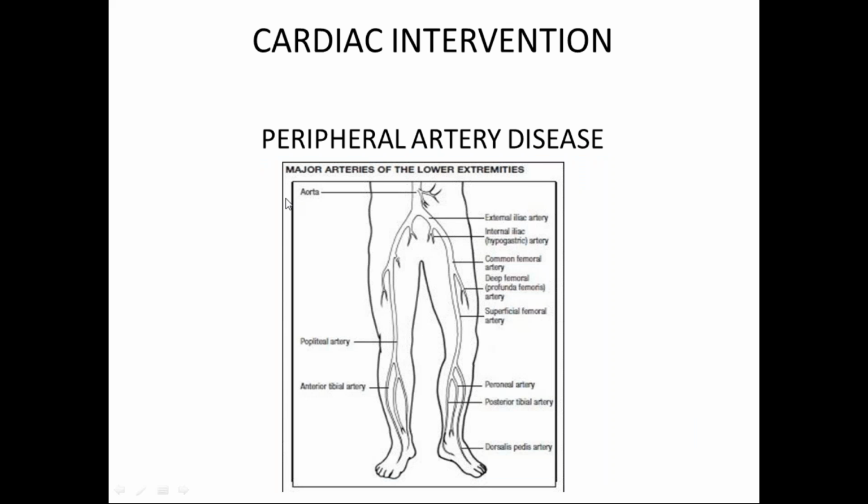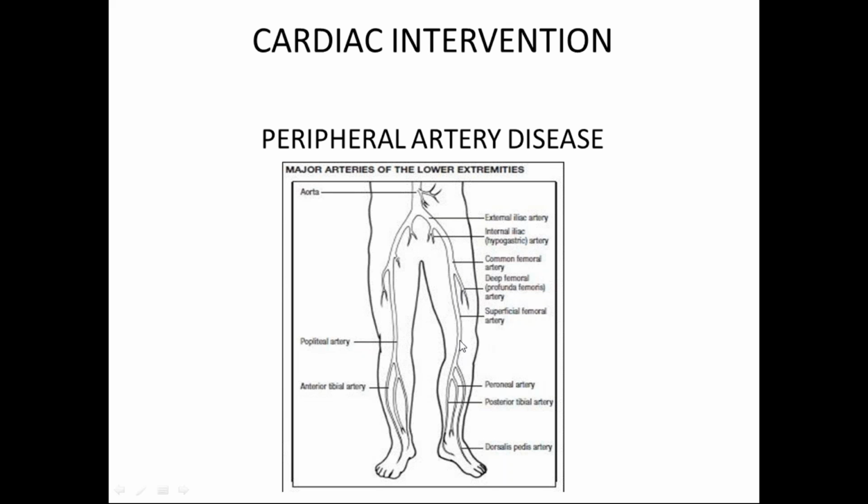So just to recap the blood vessels in the lower extremity, you have the aorta. The aorta splits to give you the common iliac, and the common iliac is going to give you your external iliac and your internal iliac. The external iliac comes down and gives rise to what we call the common femoral artery. And then the common femoral artery is going to give you a deep branch and a superficial femoral artery branch.